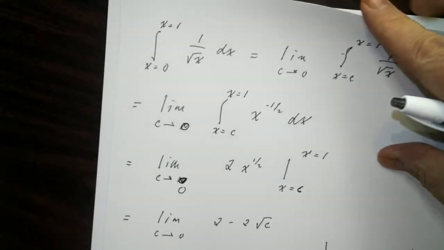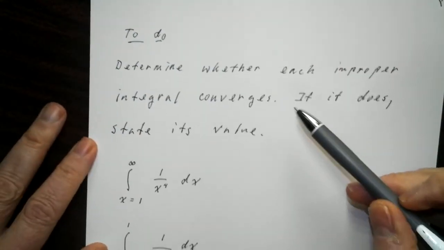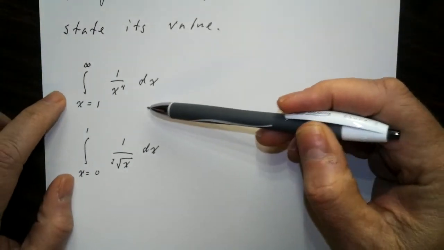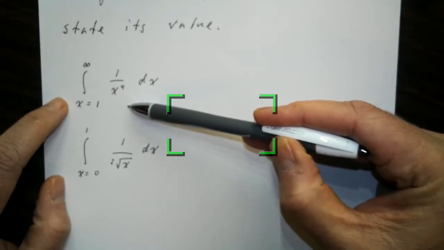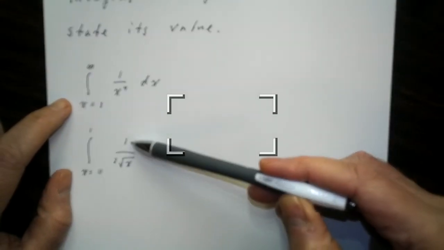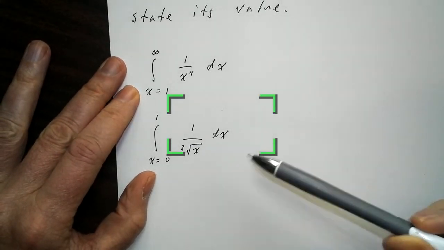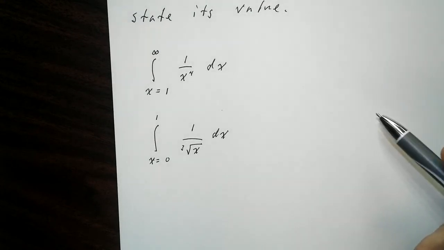Here are some examples for you to try. Determine whether each improper integral converges. If it does, state its value. The integral from 1 to infinity of 1 over x to the fourth. The integral from 0 to 1 of 1 over the cube root of x dx. Make sure that you use limit notation correctly.